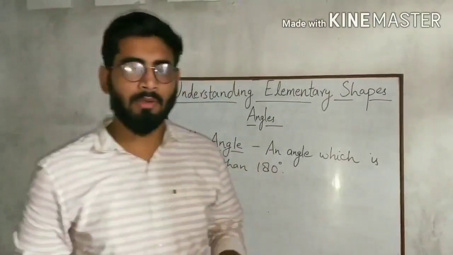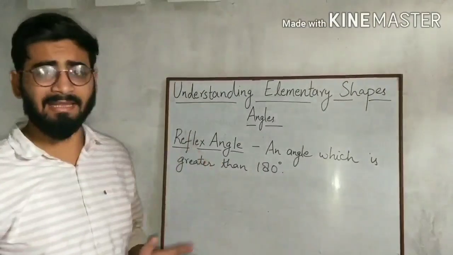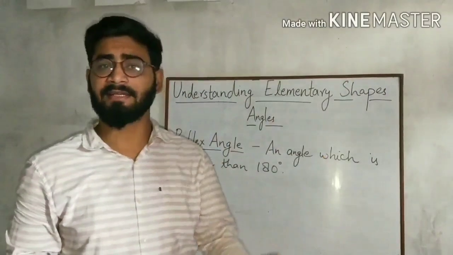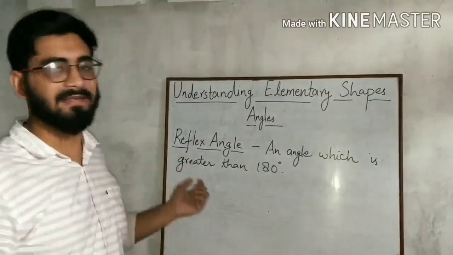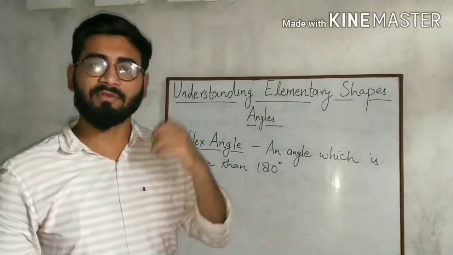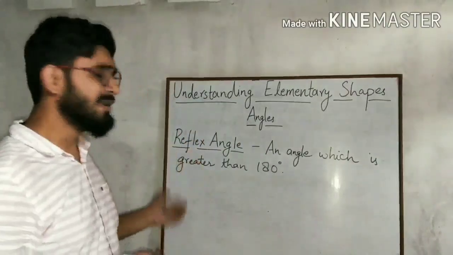Now what is reflex angle? Reflex angle is an angle which is greater than 180 degree. An angle which is greater than 180 degree is reflex angle. Example, angle of 270 degree, angle of 220 degree. They all are reflex angles.